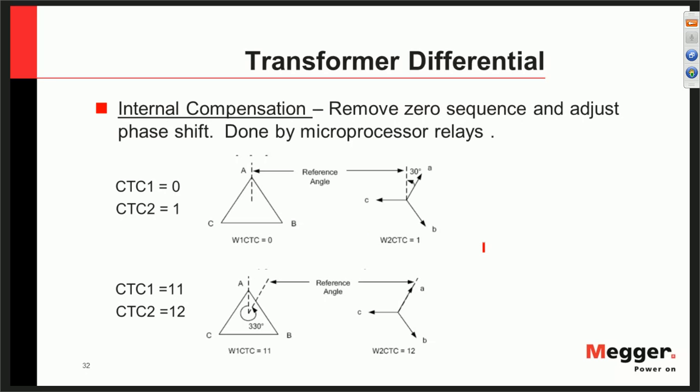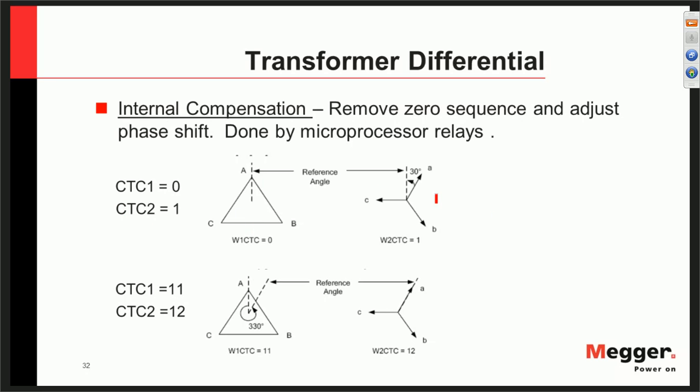So you can see I have a delta-Y winding, and my Y connected winding is 30 degrees different. It's lagging 30 degrees with the delta connected winding. So the microprocessor relays have introduced a concept of saying that, okay, if I have a 30 degree difference, why don't I call it 1? Let's say 1 means an angle shift of 30 degrees. This CTC component I have taken from a Schweitzer relay. CTC means CT compensation.